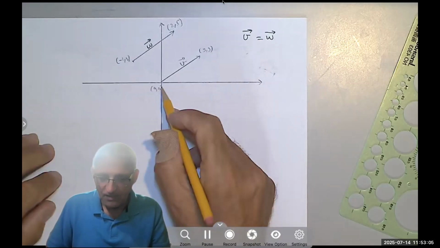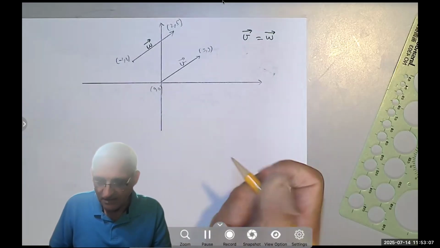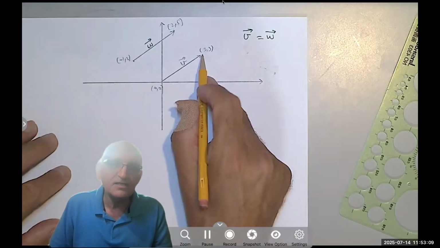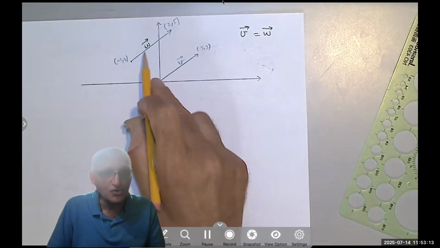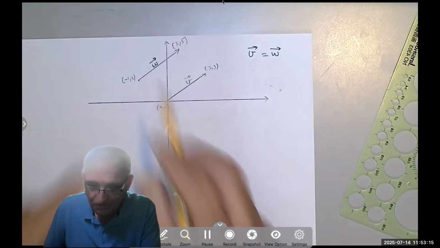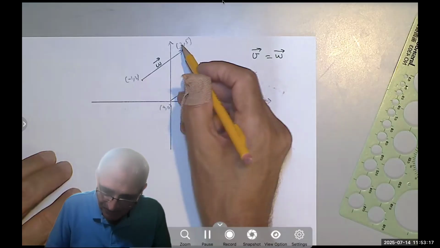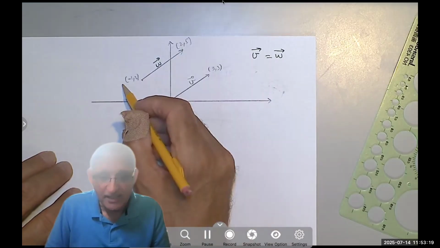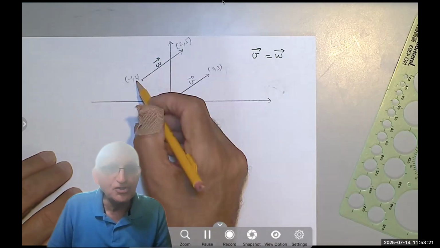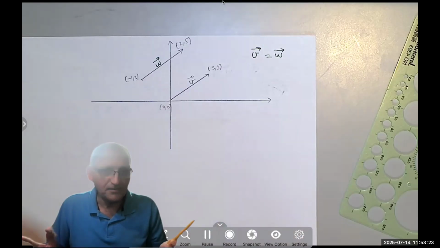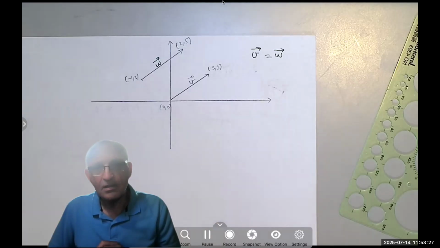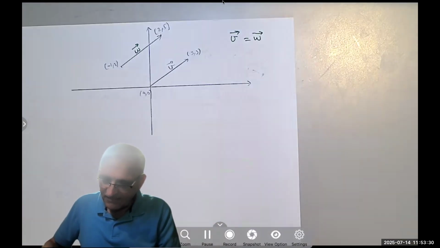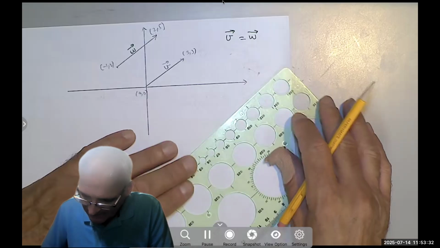So here the magnitude is 3 root 2, right? If this is 3 and that's 3, then this would be square root of 18 or 3 root 2. And that one also is 3 root 2. If I want to represent it, I'm going to say (2 minus negative 1)i plus (5 minus 2)j. So it's 3i plus 3j. Okay?